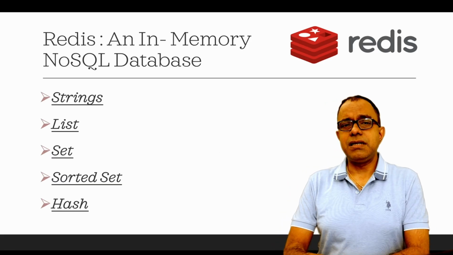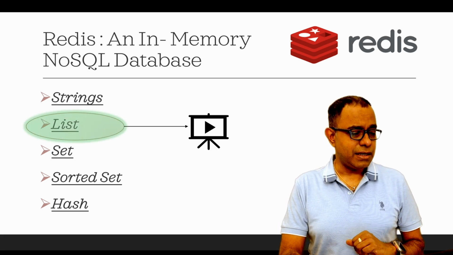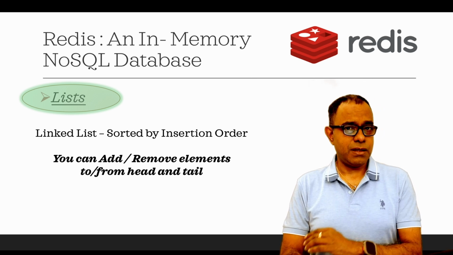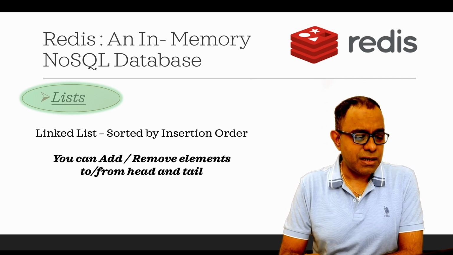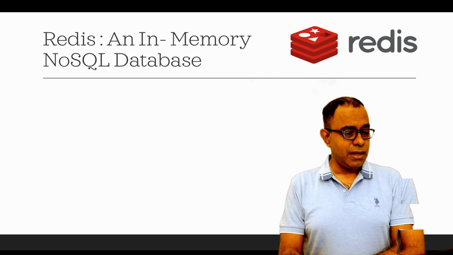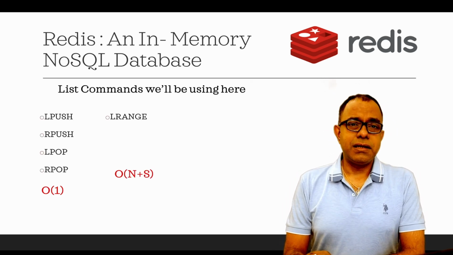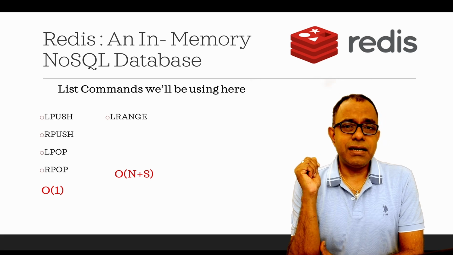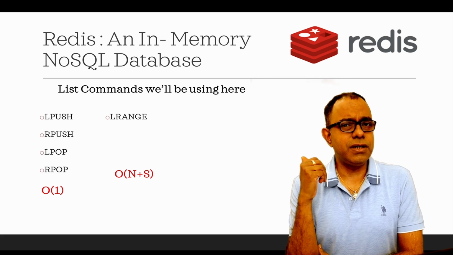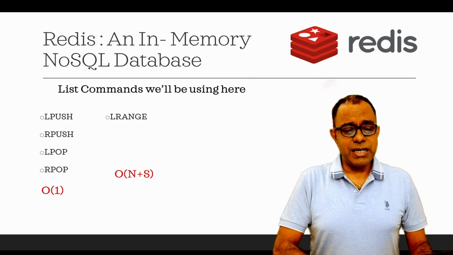The next data type is list, and list is one of the most important data types if you are going to make use of Redis. List is sorted by insertion order. It maintains the insertion order, and you can add or remove data from the head and the tail. Some of the commands which we are going to use in list are given here. The good thing is that inserting and removing data is a constant time operation. And of course, looking into all the data will take O(n). So let's go ahead and see the list.